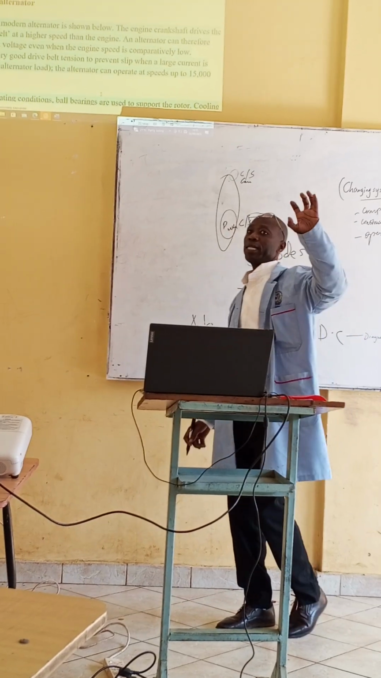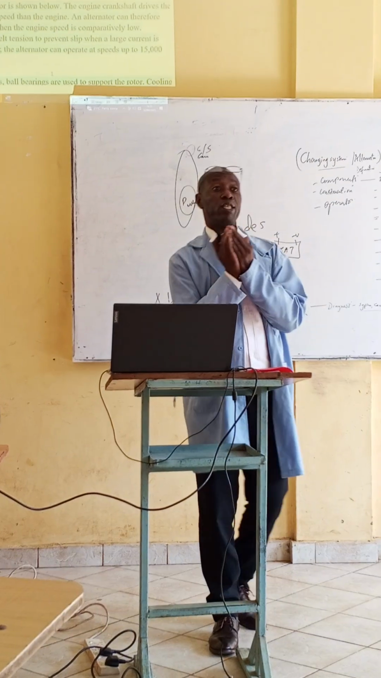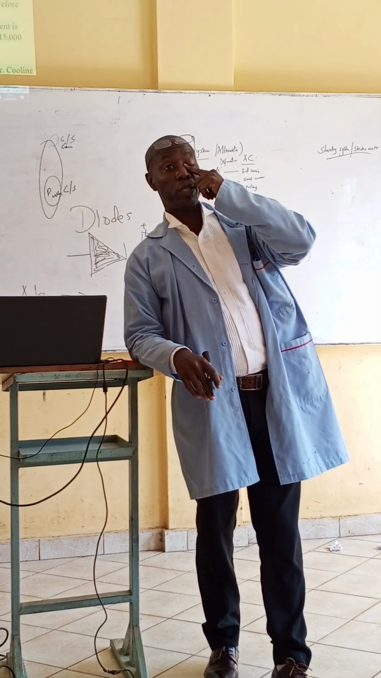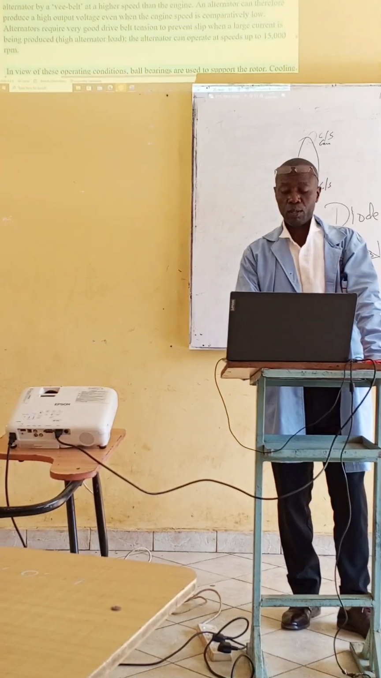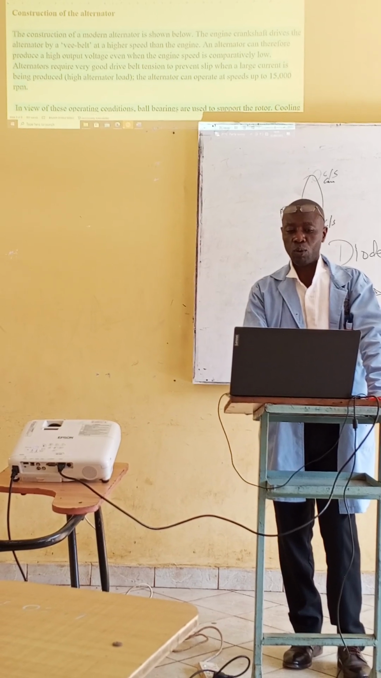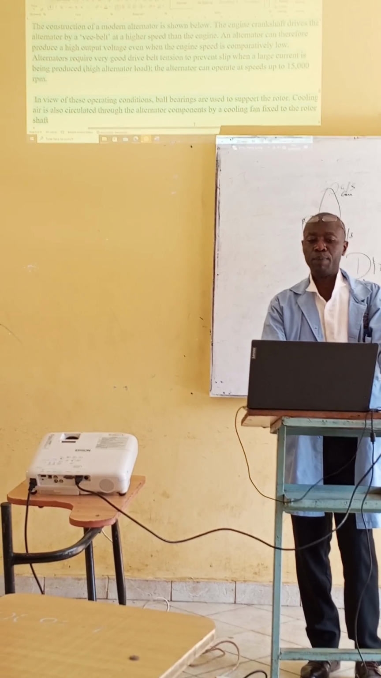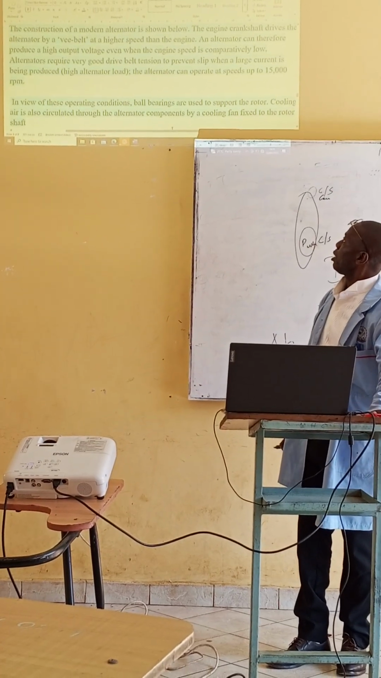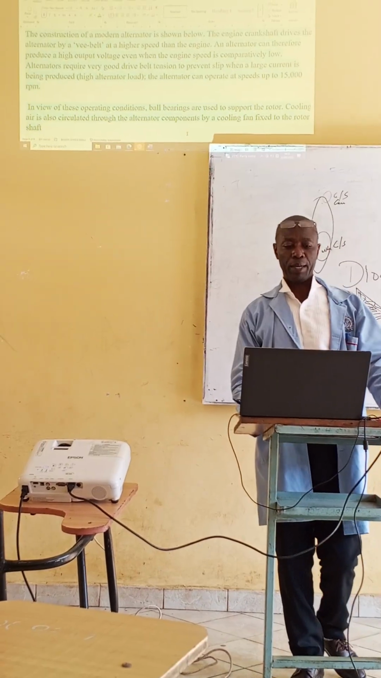That's the other name. So the V-belt can be enclosed or it can be just outside. If it's enclosed, it's called a chain, and they give it the name timing chain. But if it's exposed, it's called a V-belt or a timing belt. So that's what we talk about as the V-belt. An alternator can therefore produce a high output voltage even when the engine speed is comparatively low. Alternators require very good drive belt tension to prevent slip when a large current is being produced, that is, high alternator voltage or load. The alternator can operate at speeds of around 15,000 rotations per minute (RPM).